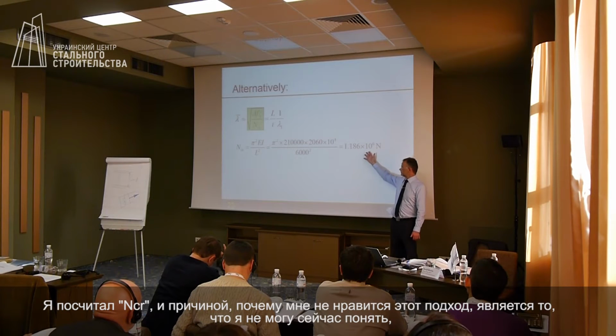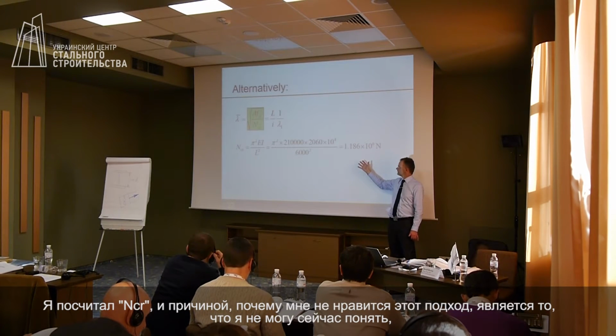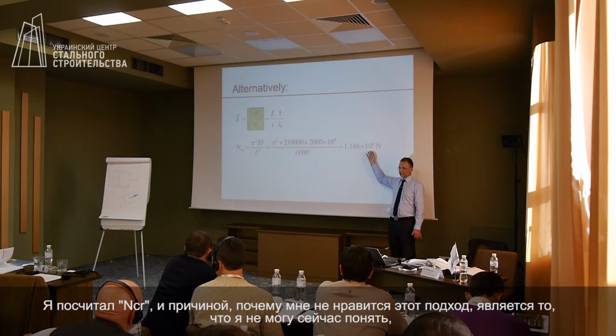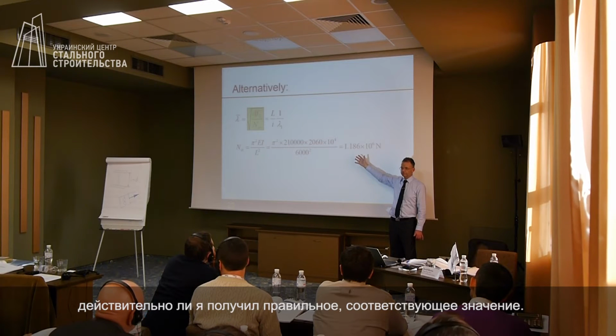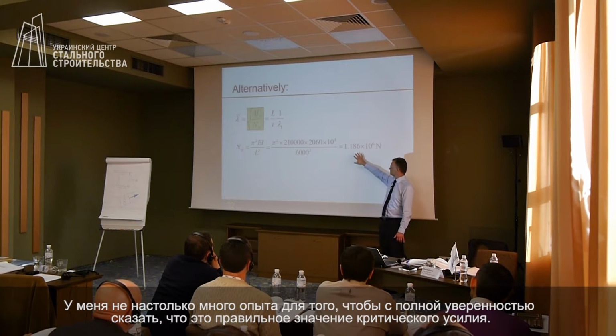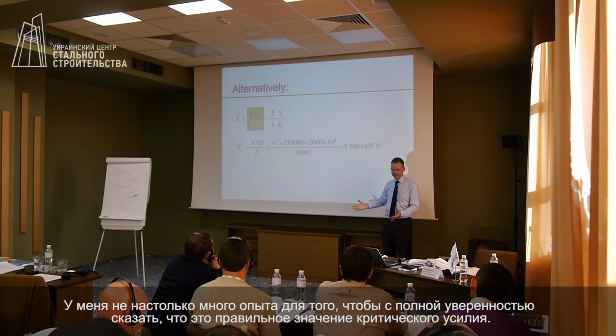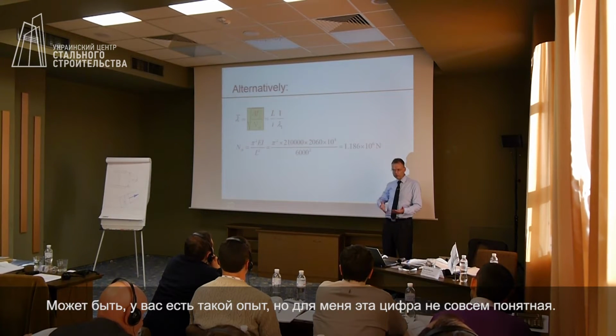I calculate N crit, and the reason why I don't like this approach is I have no sense as to whether this is an appropriate number. I don't have enough experience to say this is correct or this looks silly. Maybe you do, but for me, that number is not very transparent.